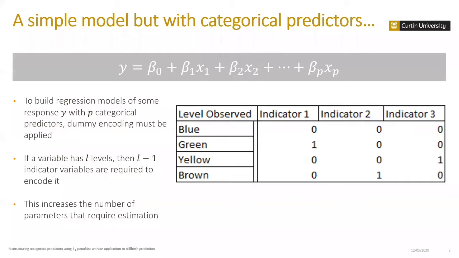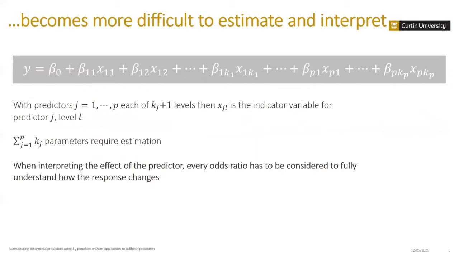Cool. So let's start at the very beginning, something we all know. Straight off the bat, just a simple linear regression model where we have some response Y with categorical predictors X. Now let's add the stipulation that we're only working with categorical predictors. So to build regression models with categorical predictors, we first have to encode each predictor using dummy encoding. So if we have a predictor with L levels, we need L-1 indicator variables, and this increases immediately the number of parameters that require estimation.